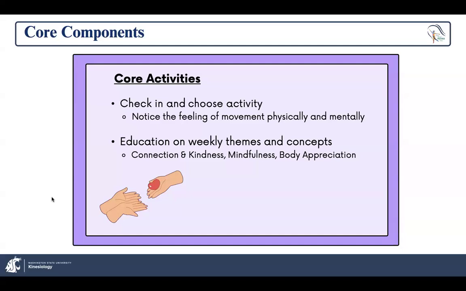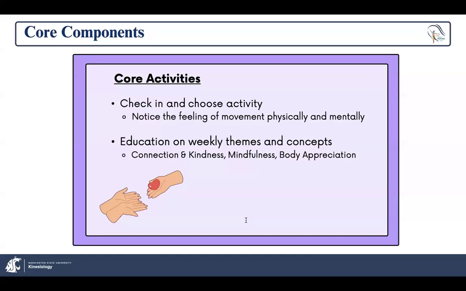The first activity is called check-in and choose. It occurs near the beginning of every session, and participants are directed to notice how they are feeling in that moment, and then respond in a way that meets their needs by selecting a posture or a movement. For example, if they're feeling tired, they might simply lie down. Or if they are feeling really energized or excited, they might do some jumping jacks.